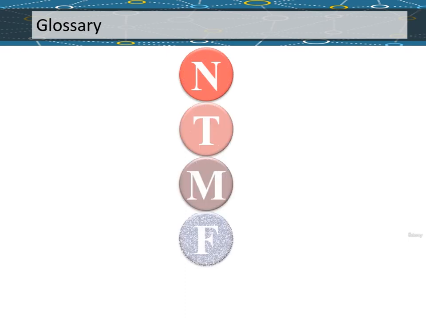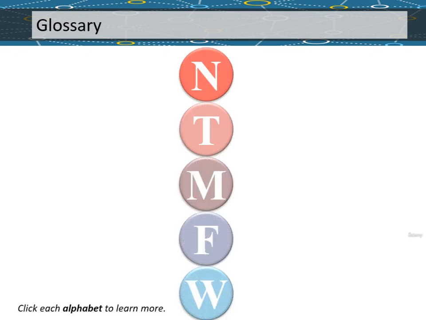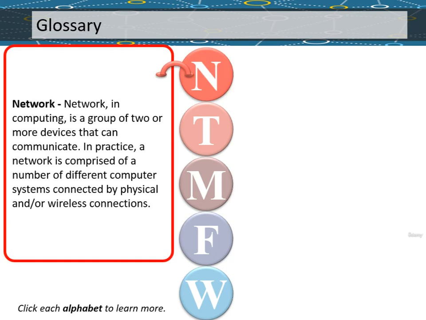Glossary. Click on each alphabet to learn more. N. N stands for network. Network in computing is a group of 2 or more devices that can communicate. In practice, a network is comprised of a number of different computer systems connected by physical and/or wireless connections.